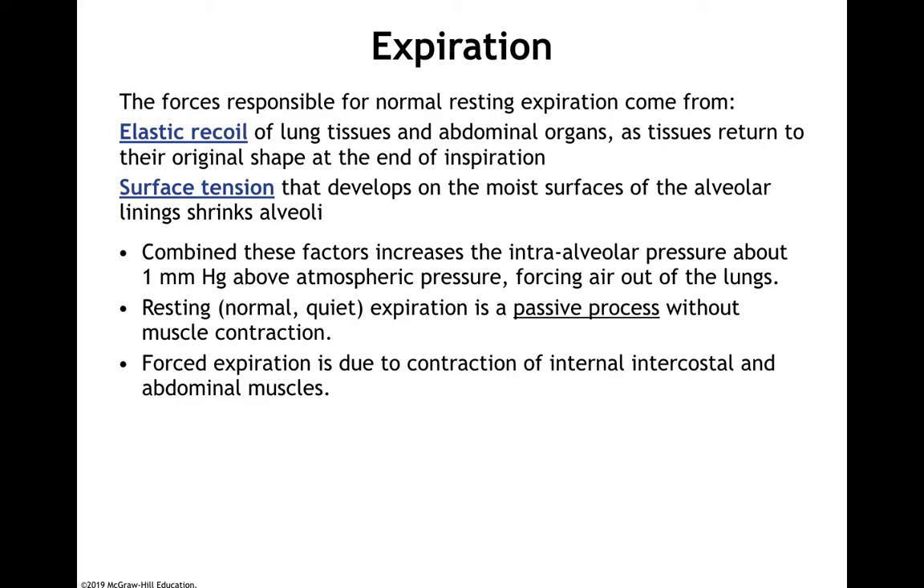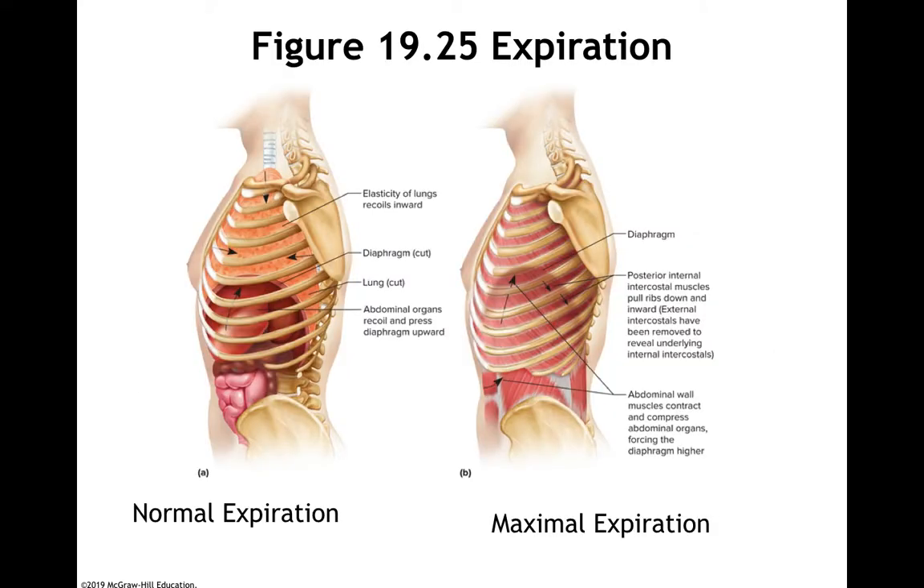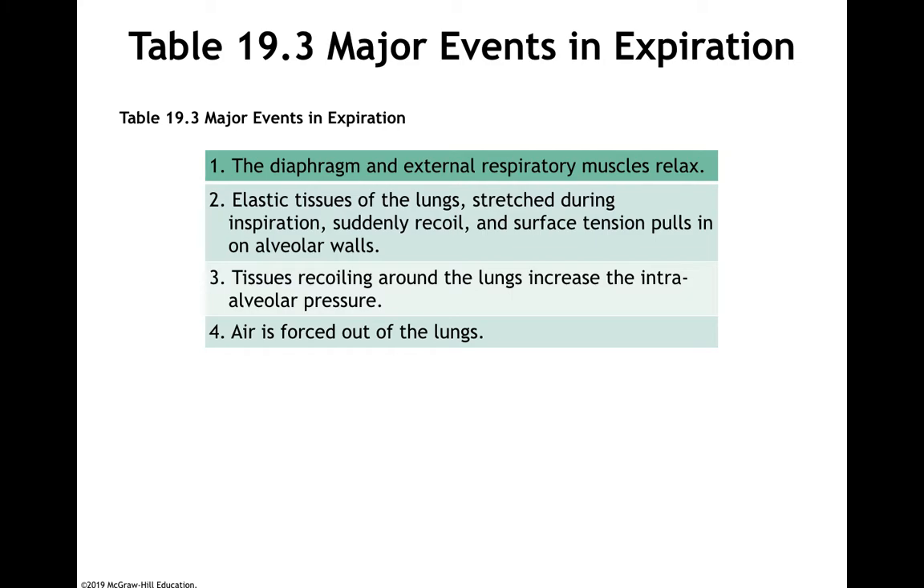However, if we do have a forced expiration, if we're doing something exerting, or we're blowing up a balloon, then we get contraction of the internal intercostal muscles as well as abdominal muscles. So in an expiration, the diaphragm and external respiratory muscles relax. The elastic tissue of the lungs, stretched during inspiration, recoils. Surface tension also pulls on the alveolar walls, and that increases the intra-alveolar pressure, forcing air out of the lungs.